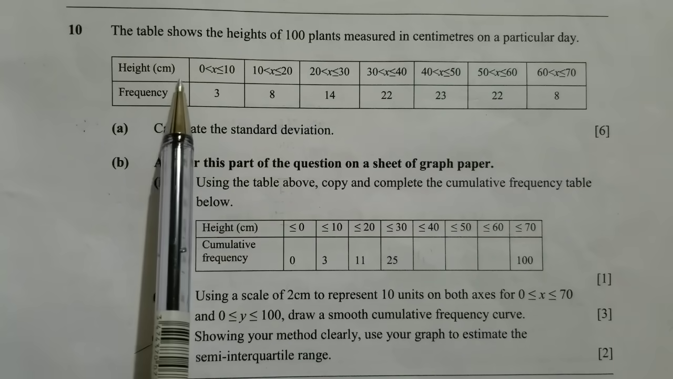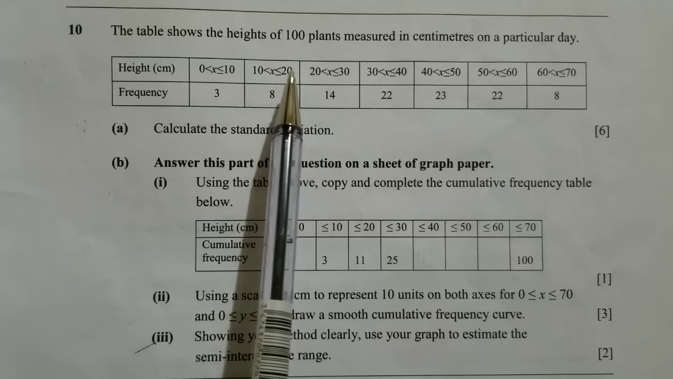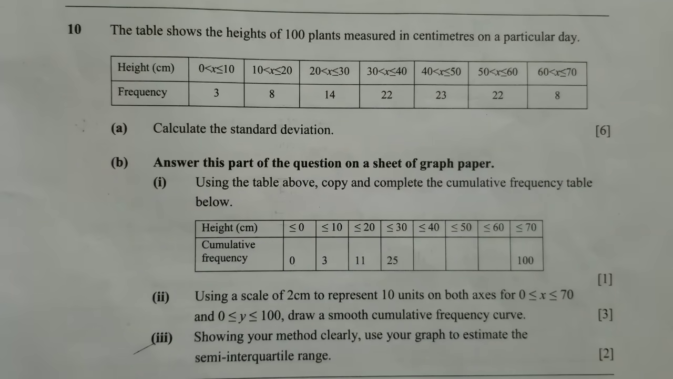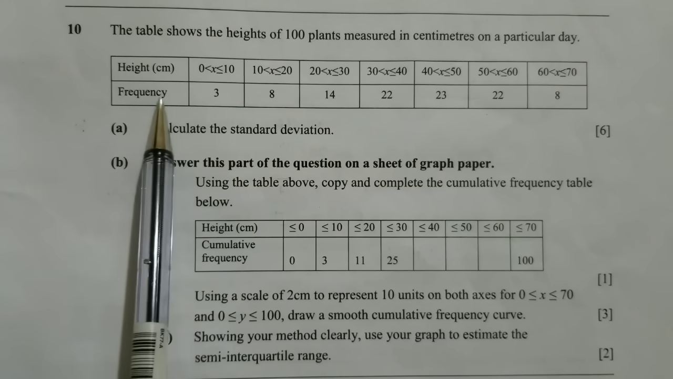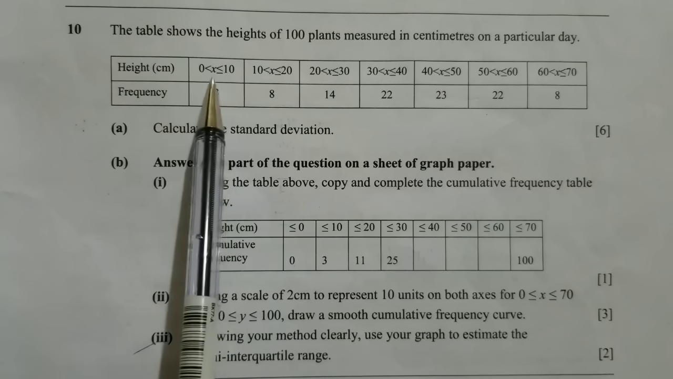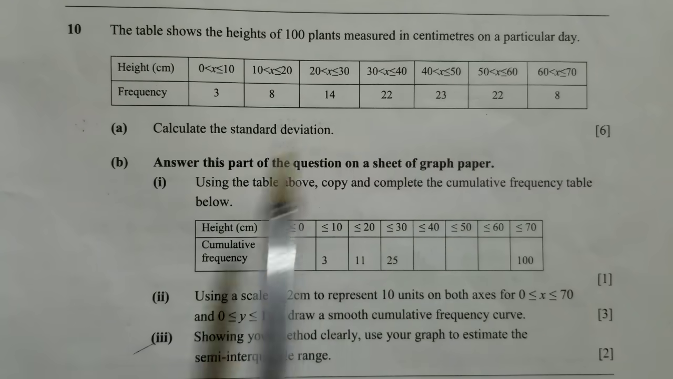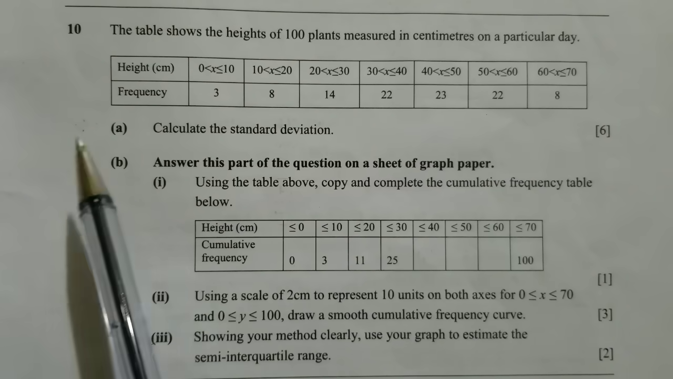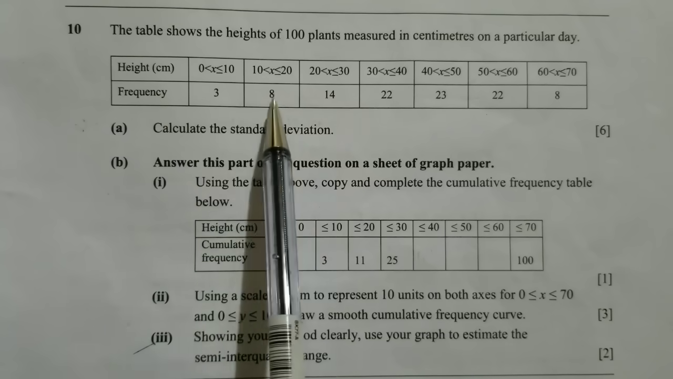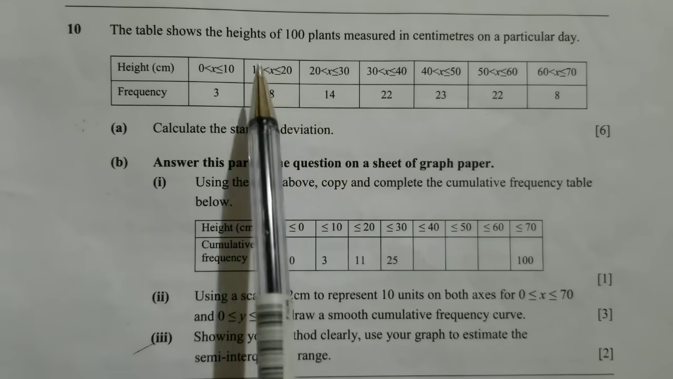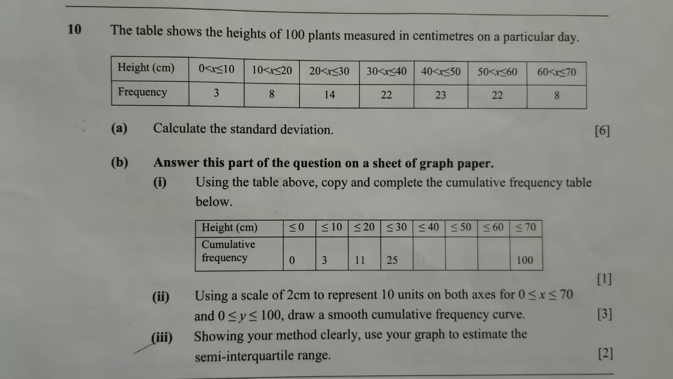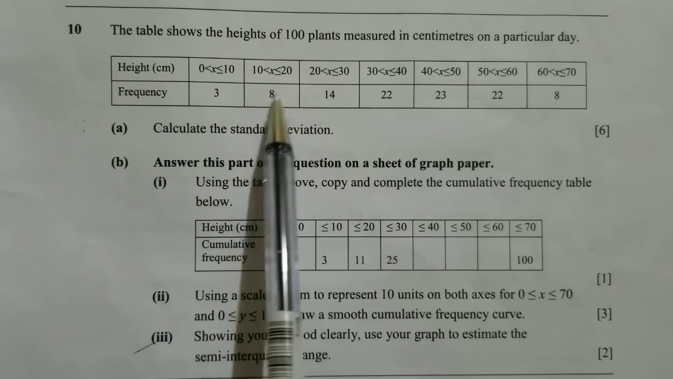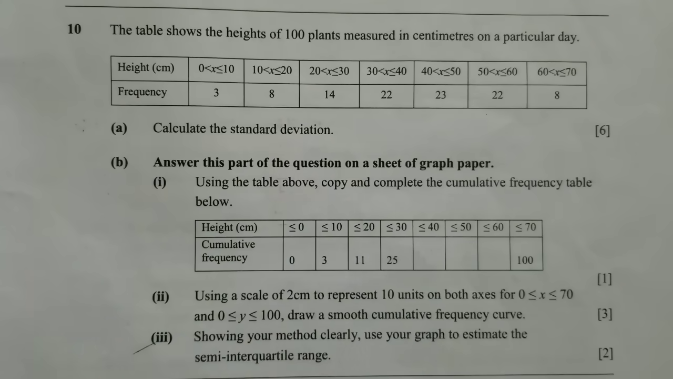The table shows the height of 100 plants measured in centimeters on a particular day. Height in centimeters and frequency over here. So this is the height. It's in intervals, and in this case, it shows that the kind of data that we are dealing with is grouped data. All right, so down here, this is the frequency. So when you add all these numbers, the total must be equal to 100 plants. So between 0 and 10, there were 3, 10 and 20, 8, 20 and 30, 14, just like that, and so on and so forth.